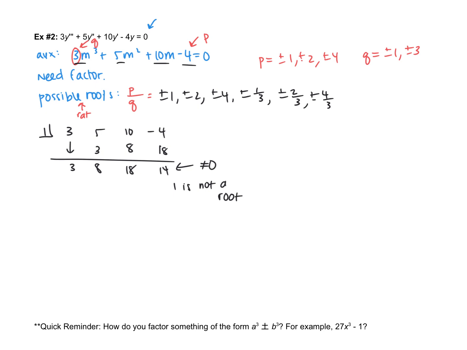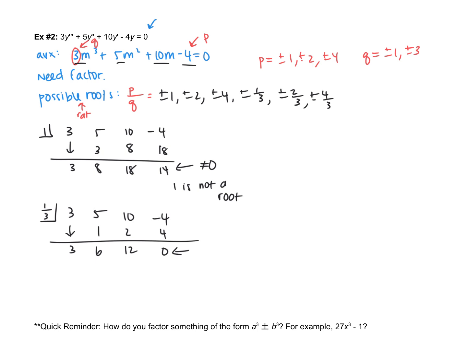Now, practically, when you're doing this in class or on your homework, don't waste time doing synthetic division a bunch of times. Just use your calculator. I will tell you that 1/3 ends up being a root. So we're going to take 3, 5, 10, and -4, and do our synthetic division. As you see, we got 0, which means that 1/3 is a root.